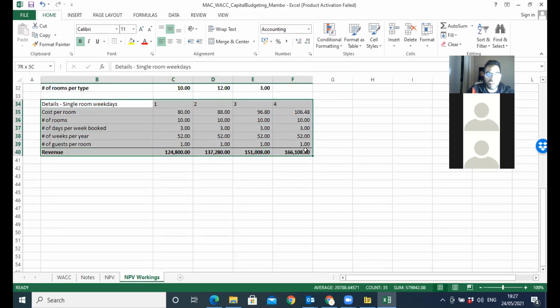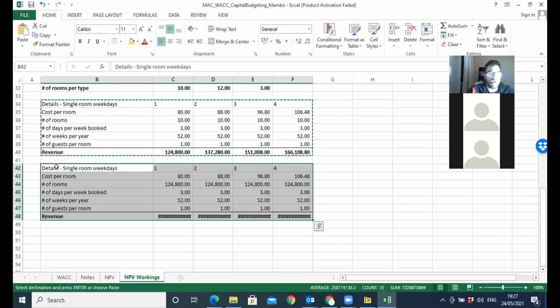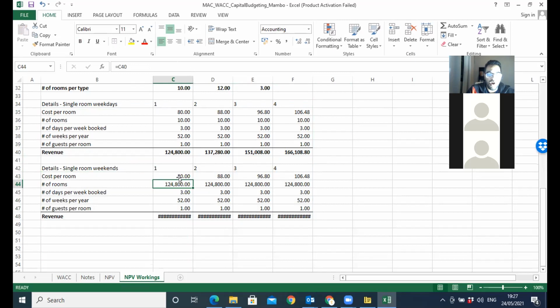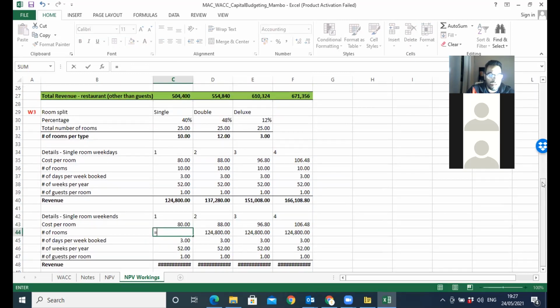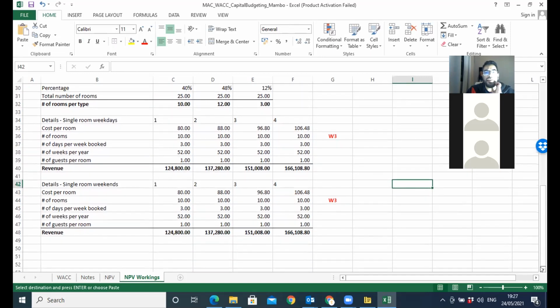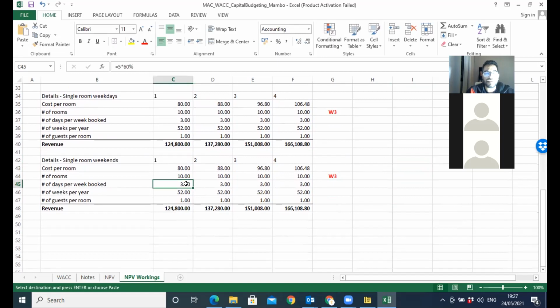We can do single room weekends. The cost per room is still $80, we're happy with that. The number of rooms is still 10 rooms available. And remember, the number of weekend days in a week is 2, and they say weekends are fully booked, so 100%. There are 52 weeks in the year, and there's 1 guest per room. So therefore we have that amount.